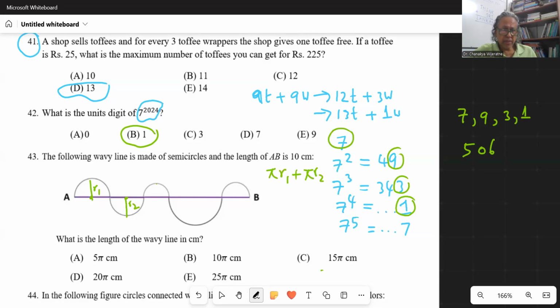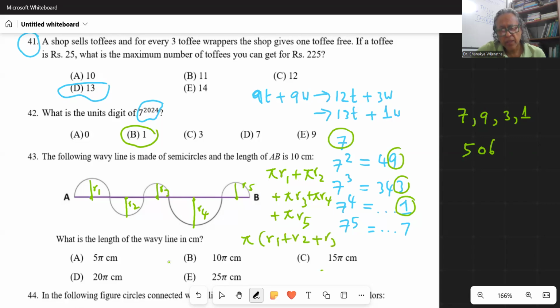And then let's say that this has radius r3, so its length is pi r3. Then this one has radius r4, so it is pi r4. And this one has radius r5, so this is pi r5. So what is the total length? The total length is, I'm going to pull out pi: pi times r1 plus r2 plus r3 plus r4 plus r5.